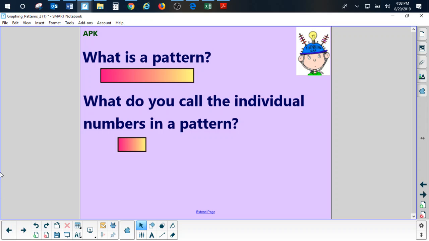Just real quick, figuring out what a pattern is. A pattern is just a sequence of numbers, and all of the numbers in that pattern are called a term, or they are terms.